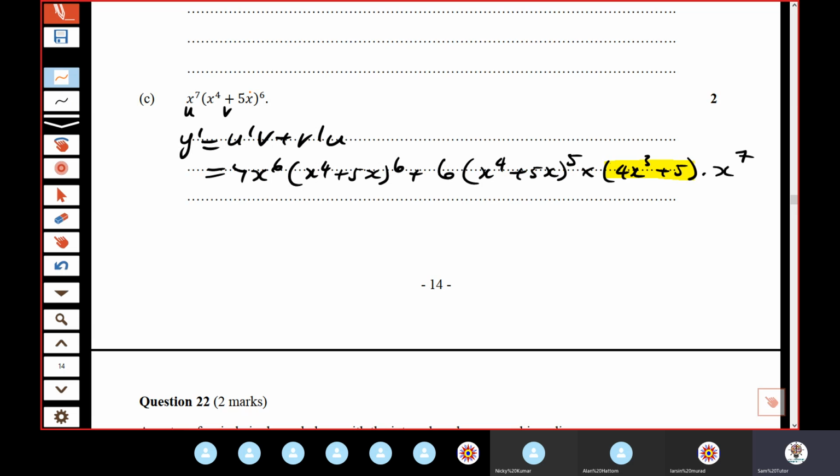You bring the 6 down. There it is. Keep it the same. There it is. Take away 1 from the power. Multiply. Differentiate the inside. But because you've got a plus, when you differentiate the inside, 4x cubed plus 5, that's still got to be in brackets. Multiplied by x to the 7.